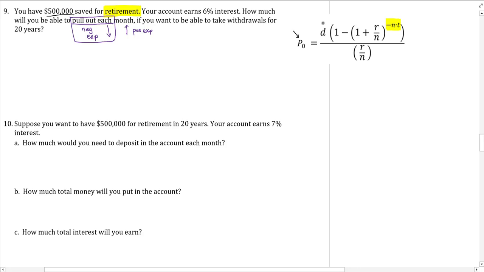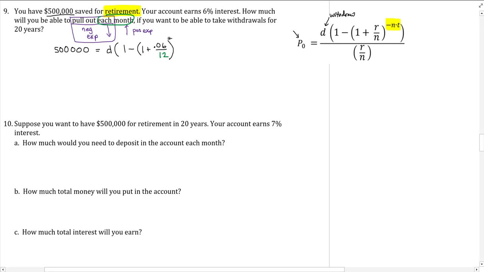500,000, is that my initial amount or is it my withdraw amount? In this case, 500,000 is how much I now have, or the initial amount in my savings for retirement. So I'm going to put 500,000 on my left-hand side. I don't know how much I'm going to pull out each month, so that's D. Open up my parenthesis, 1 minus 1 plus my rate of 6%. I want to take out withdrawals how often? That's going to be each month. So that's 12.